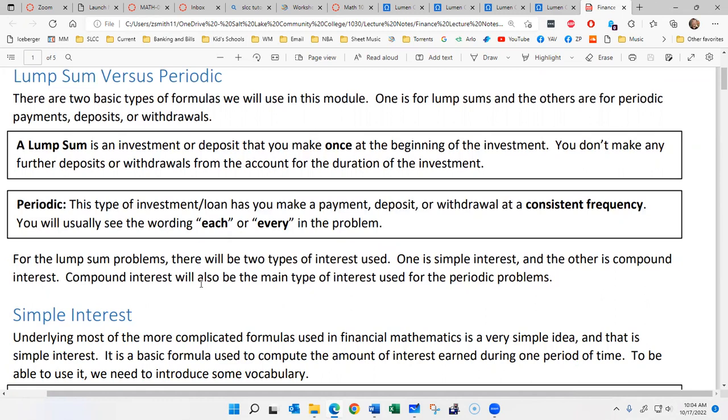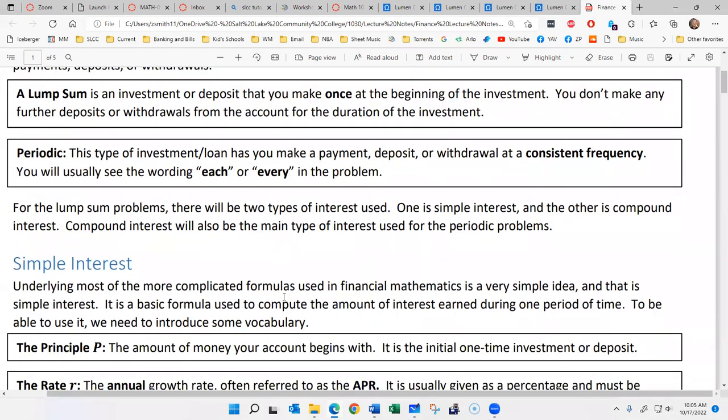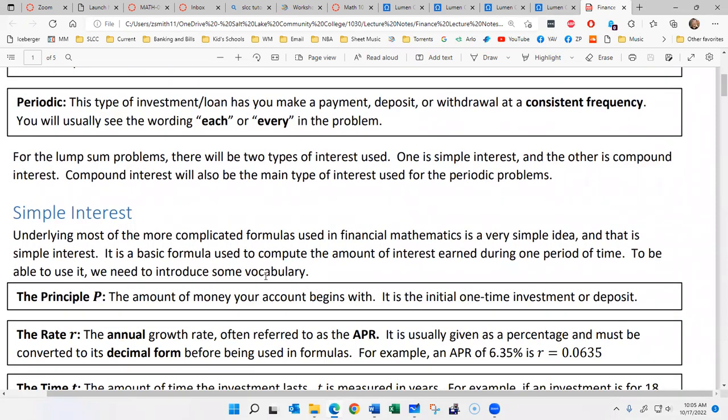So for lump sum problems, there's basically two types of interest that might be used. One is simple interest and the other is compound interest. Compound interest will also be the main type of interest used in the periodic problems. So first off, simple interest. So simple interest is actually the interest that, like a credit card that computes interest on a daily basis. Once a day, they'll run this little formula and then find that value and then add that to your account, how much you owe for a credit card, or if it's a savings, how much they're going to give you in interest at the end of the day.